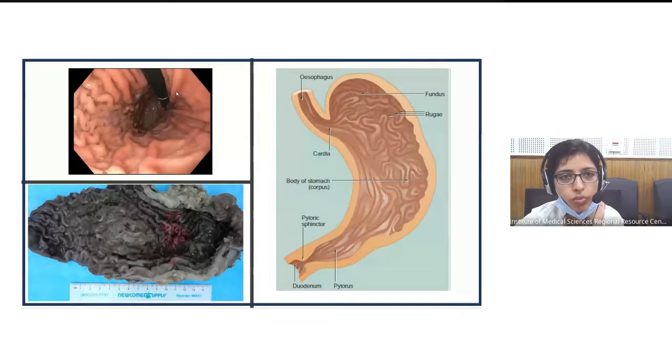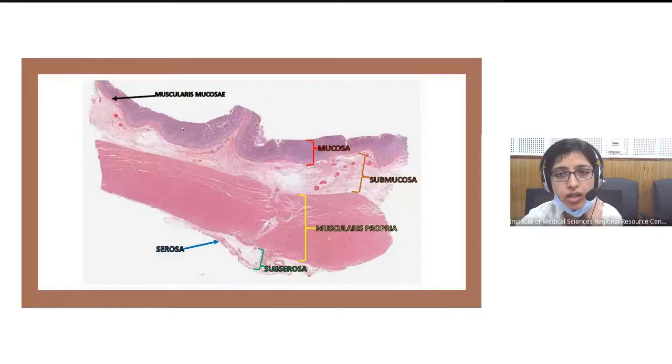And this is the endoscopic view when we see the stomach through the endoscope in a patient. The gastric rugae appear like this. This is the lowest power magnification view of the stomach wall. This is the mucosa, which corresponds to the fold of the mucosa, that is the gastric rugae. Then we have the submucosa, a layer of loose connective tissue composed of vessels, lymphatics, and nerves. Then we have a thick muscularis propria.